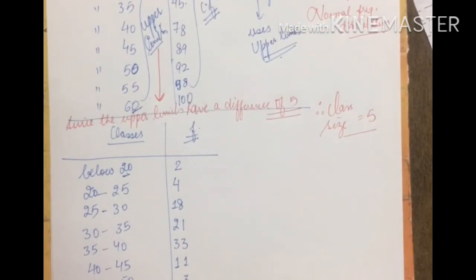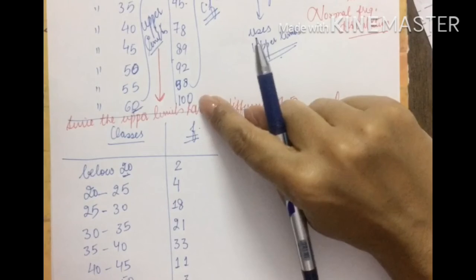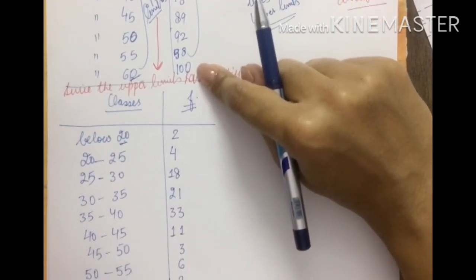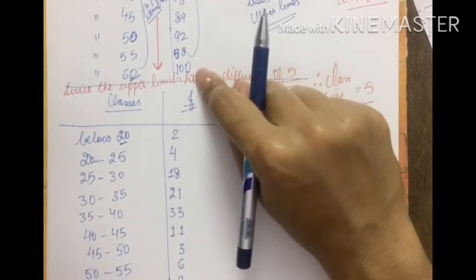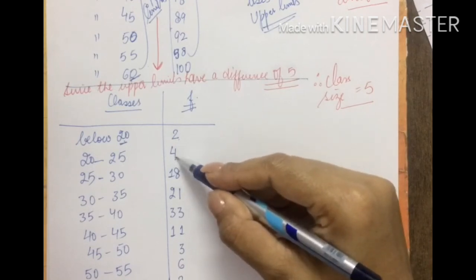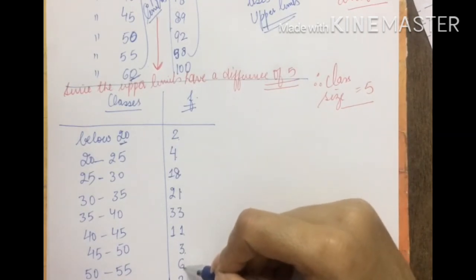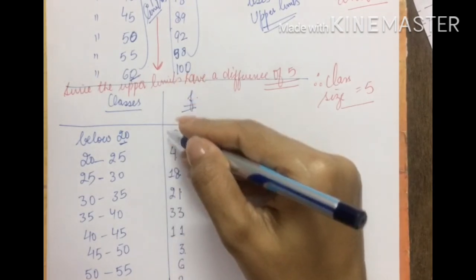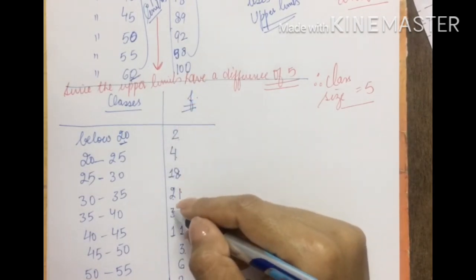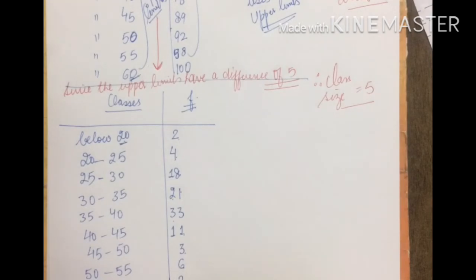The total of these should match the last cumulative frequency. So let's see if the total matches this last cumulative frequency. 2 and 4 is 6, 8, 14, 15, 18, 19, 22, 28 and 30, 3 carried over, 4, 5, 6, 9 and 10. So this is 100, which matches the total here.